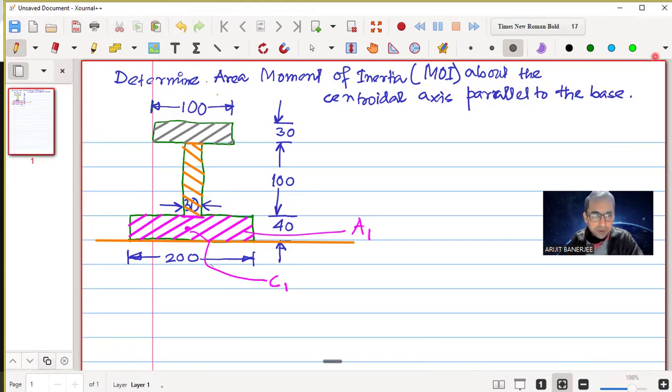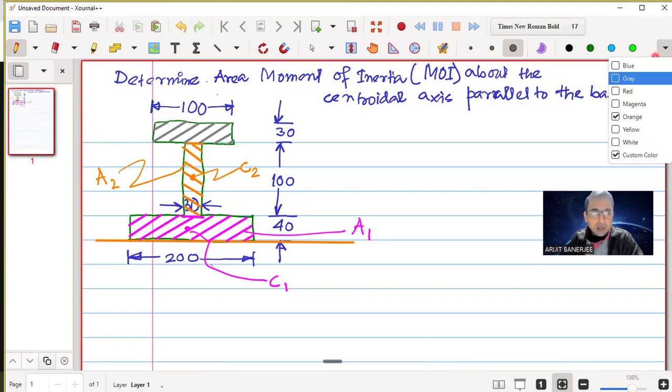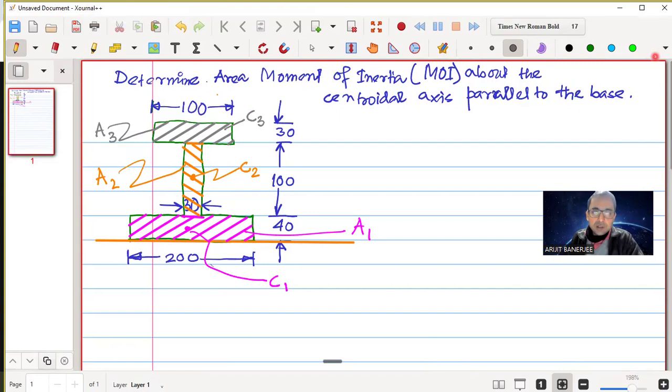Then we have this is area 2, and the centroid of this area, we know the centroid is C2. And then we have the third area, that is area 3, and then we have centroid 3. So for this problem, the first job will be to determine the centroid of the composite object.